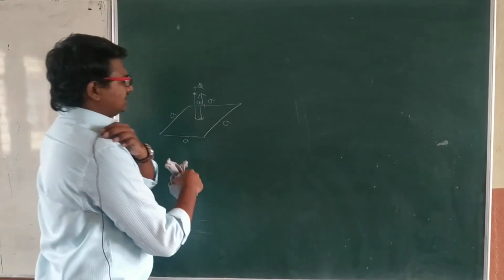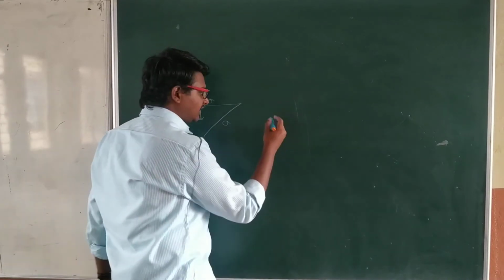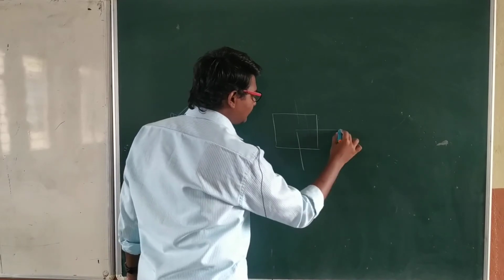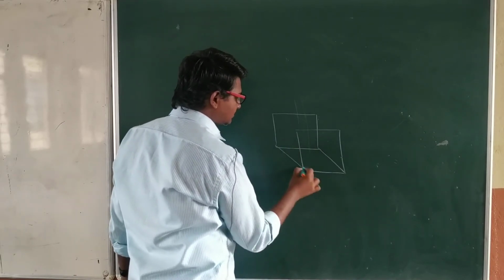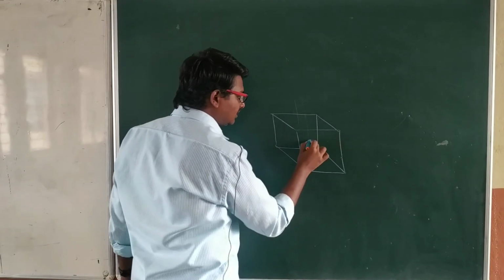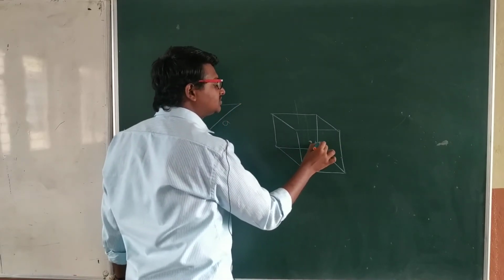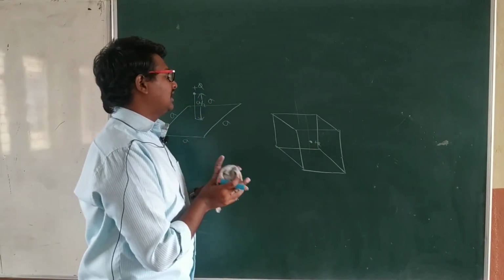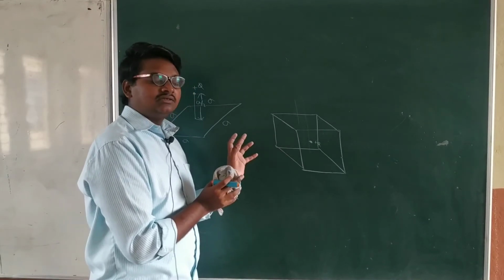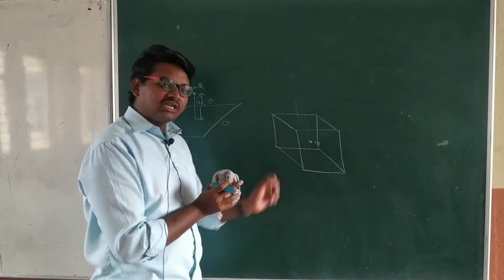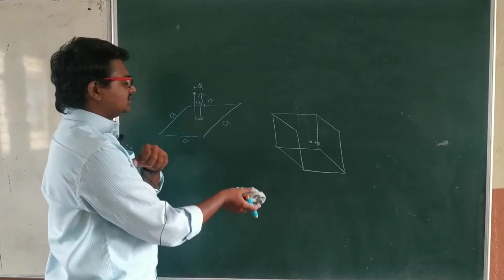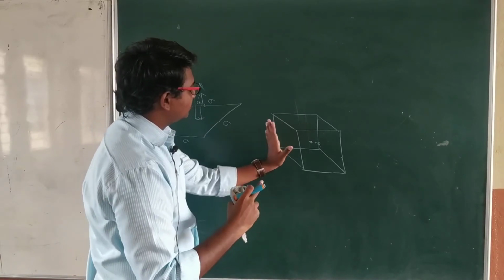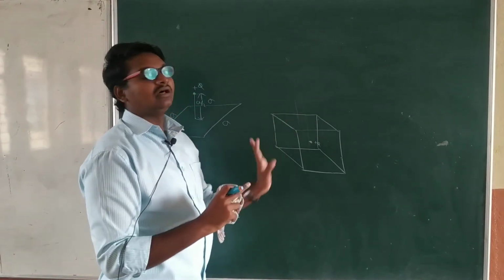Alright, now let's consider a total cube first. If you consider a total cube like this, and keep positive charge plus Q exactly at the center, as this plus Q is surrounded by all the faces of the cube, equidistant from the central point, how much flux is going through one surface is equal to the remaining all, right?